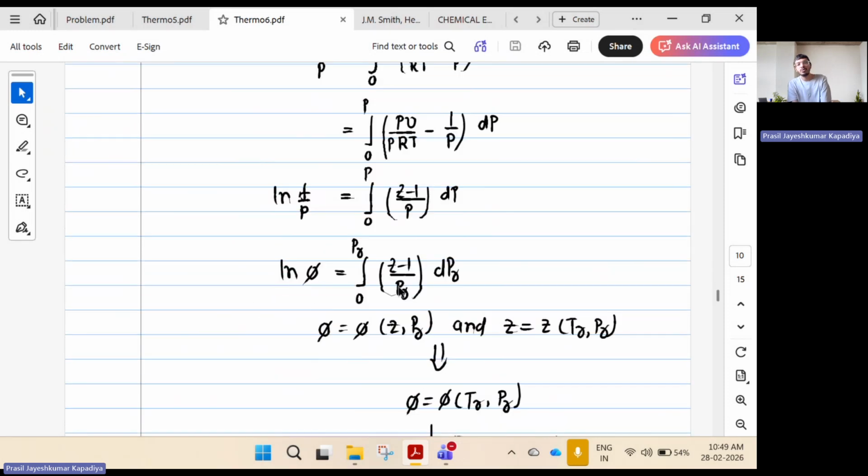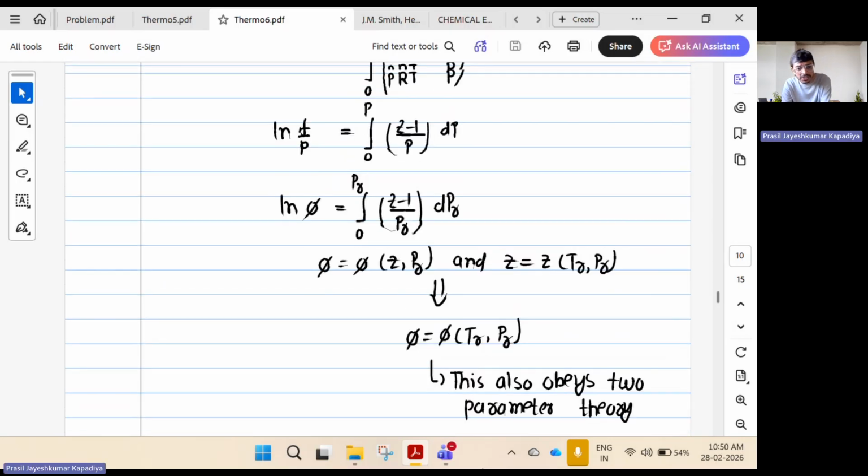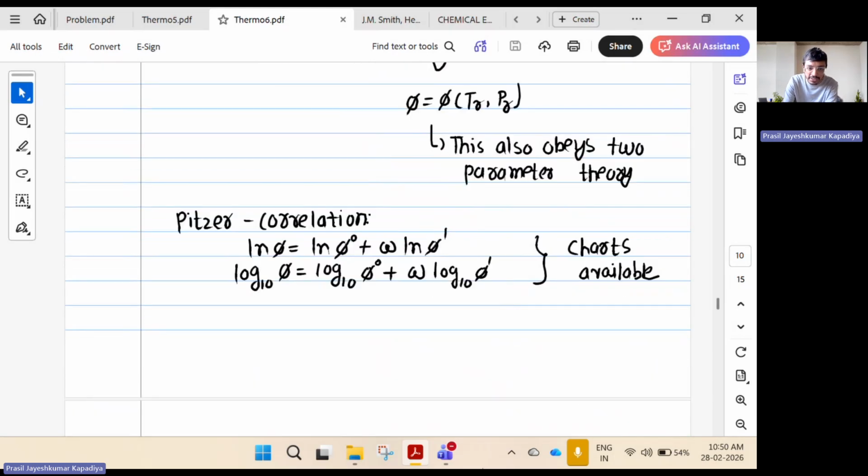Now let's say I want to write these equations in terms of reduced properties. So what can I write? P is PR times PC, here also P is PR times PC. PC is constant, so PC comes out and cancels out. So we are only left with (Z minus 1)/PR into dPR. So we say that phi is a function of Z and PR. But what is Z? Z is a function of TR and PR. So we say that phi is a function of TR and PR, which obeys the two parameter law of corresponding states. So from this, we can estimate the value of the fugacity coefficient.